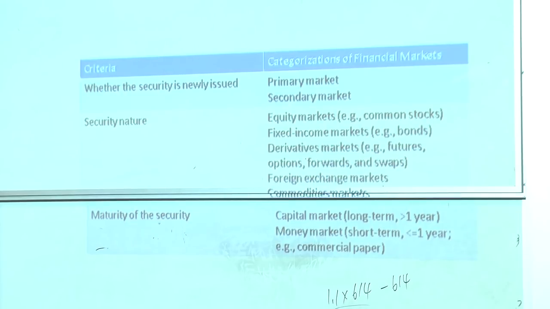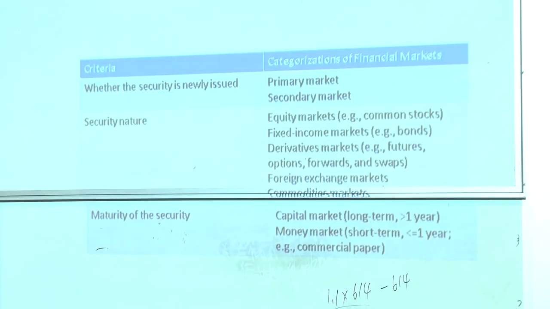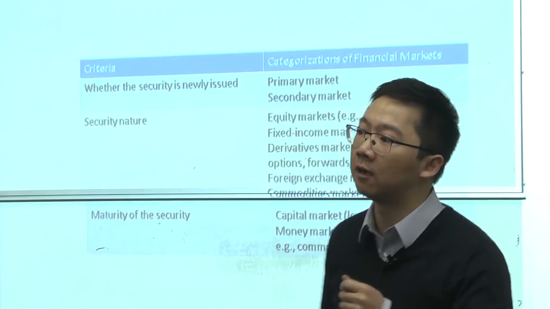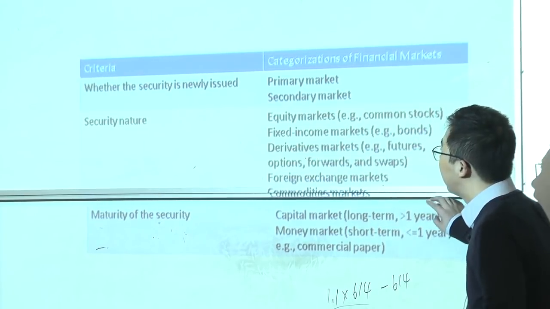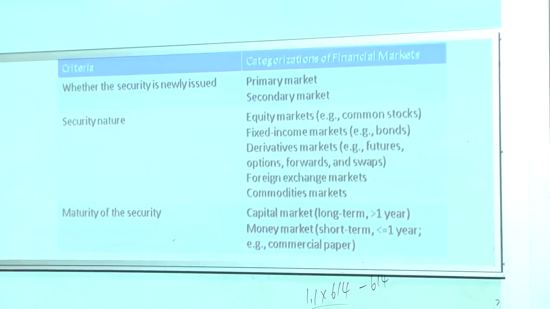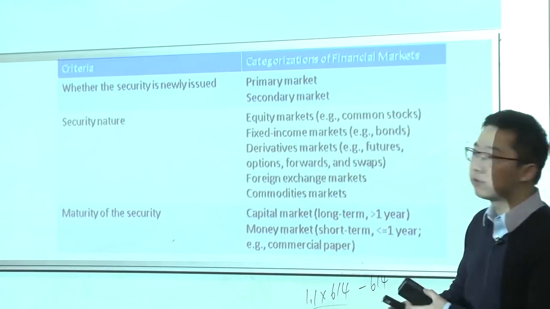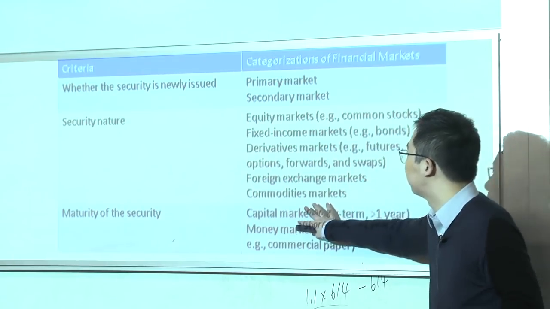If we as investors are trading stocks on a daily basis, most of us are working on the secondary market. Or you can bid for an IPO and get that share. If you successfully bid on it, you are actually transacting on the primary market. Or we can categorize them by the nature of the security. They could be equities, common stocks, or fixed income, say bonds, or commercial papers, or derivatives, futures or options, or foreign exchange, like foreign money, and commodity markets.